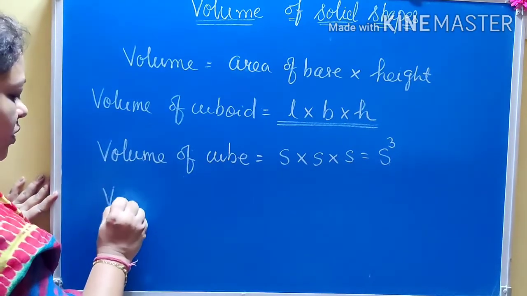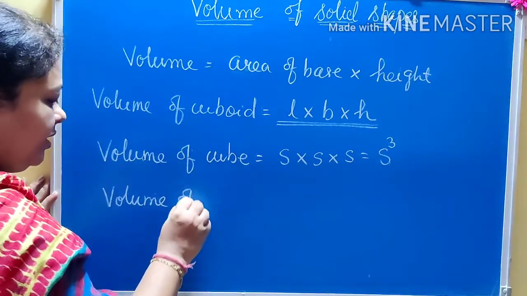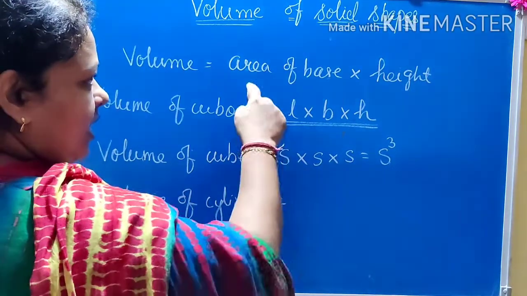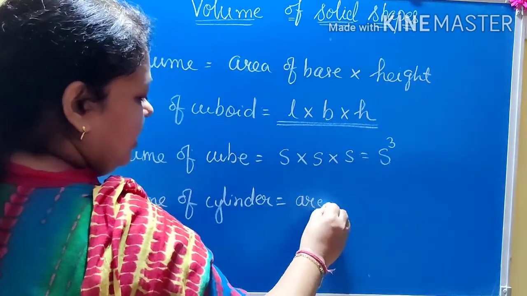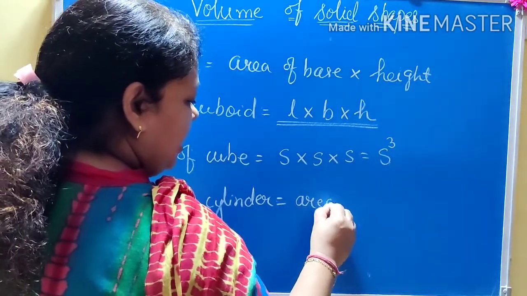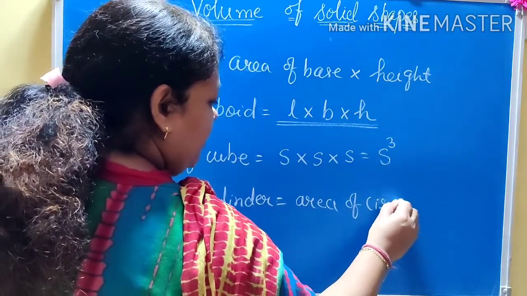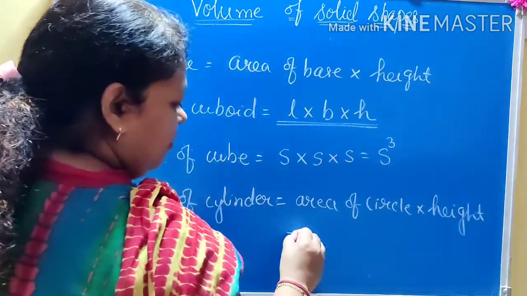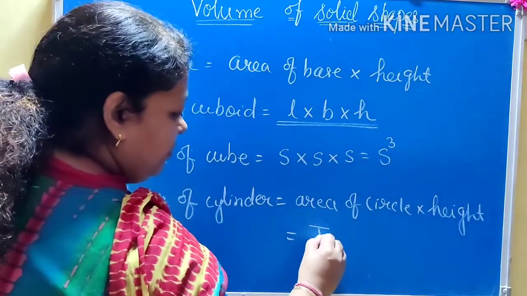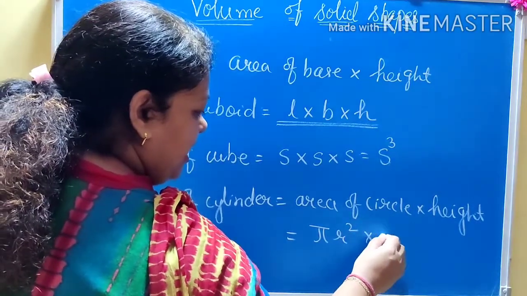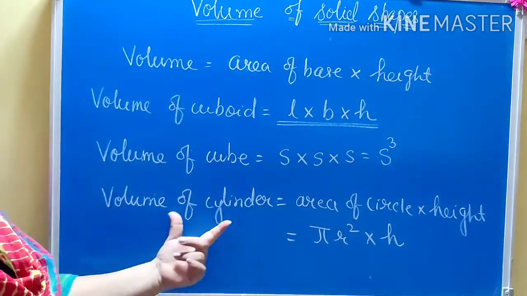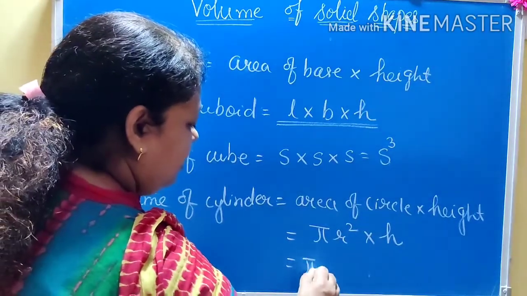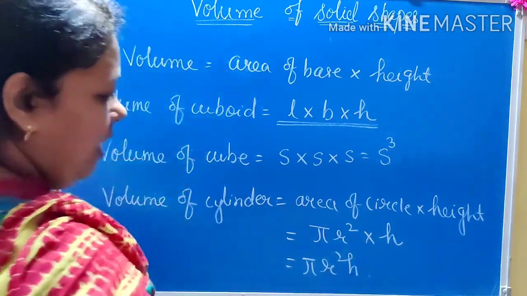Now let us see how to get the volume of cylinder. Volume of cylinder is again the area of base into height. Here in cylinder, the base is circular in shape, so you can say area of circle into height. Area of circle with radius r is pi r square and height is h. So the volume of a cylinder with radius r and height h is nothing but pi r square h.